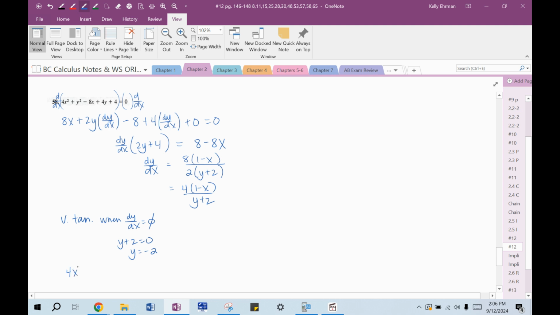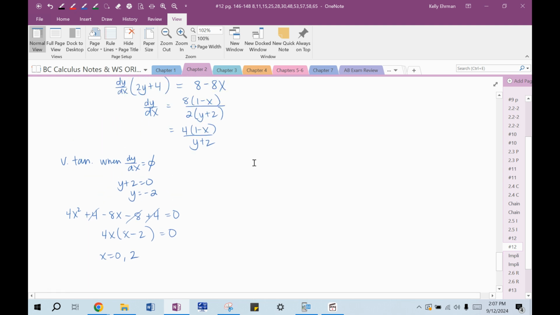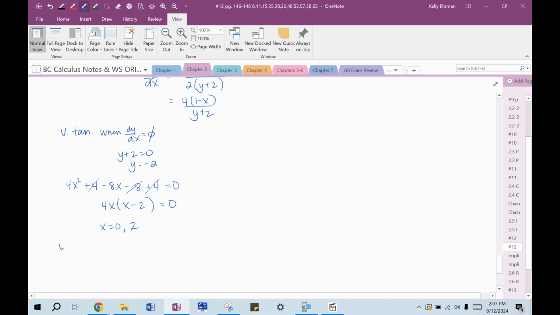So you get 4x squared plus 4 minus 8x minus 8 plus 4 equals 0. I think I can handle this without a calculator. Plus 8 minus 8 is gone. Factor out 4x. That leaves you with x minus 2. So x is 0 or 2. And the y coordinate was negative 2. So there are vertical tangents at (0, -2) and (2, -2). I'm trying to be careful that I don't answer yx instead of xy.